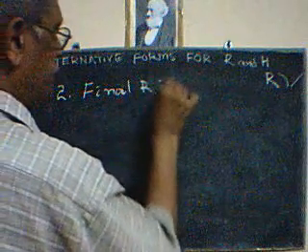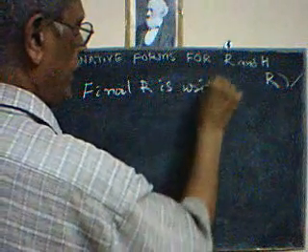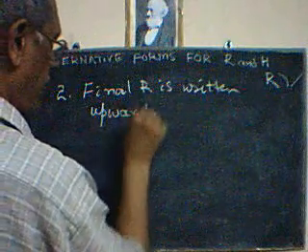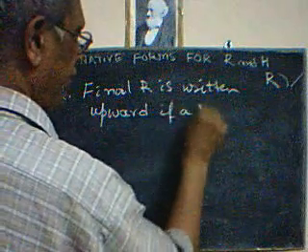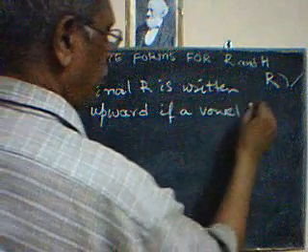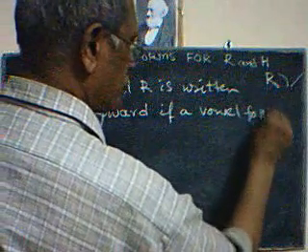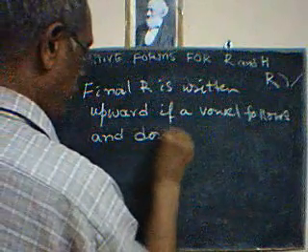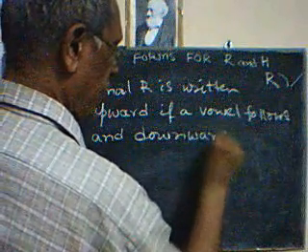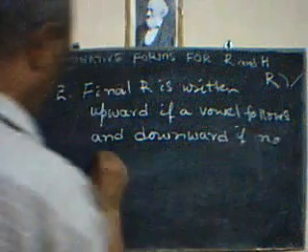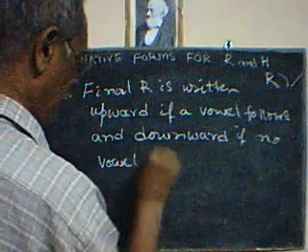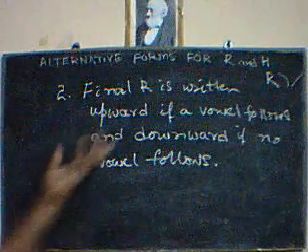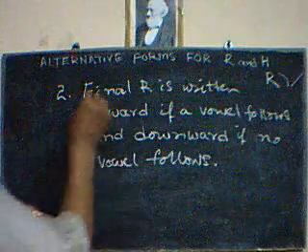Final R is written upward if a vowel follows, and downward if no vowel follows. Very simple. Final R, this is important.